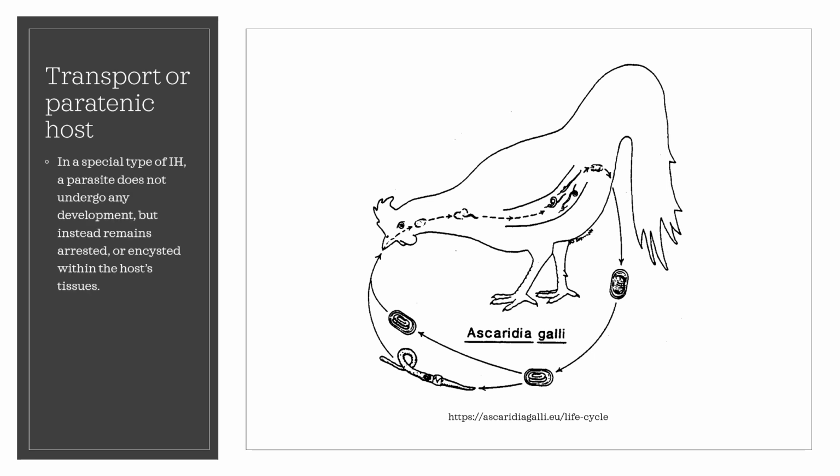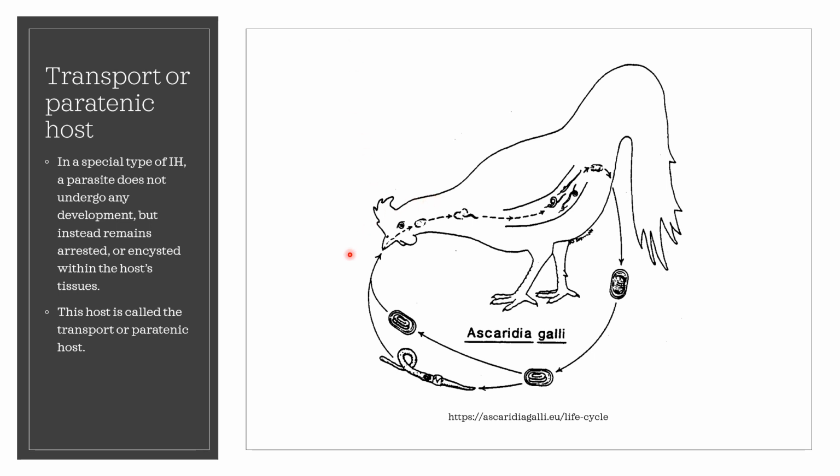In a special type of intermediate host, a parasite does not undergo any development, but instead remains arrested or encysted within the host tissues. This host is called the transport or the paratenic host. So the larvae in the paratenic host remain in a suspended state until the definitive host eats the transport host. Once within the definitive host, the larvae wake up, establish an infection, migrate to their predilection site, and grow up to adult parasites within the definitive host.